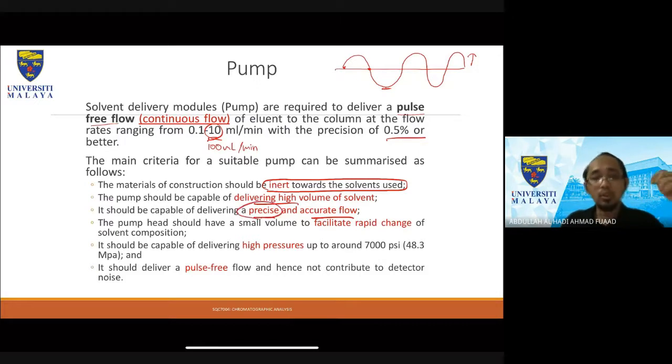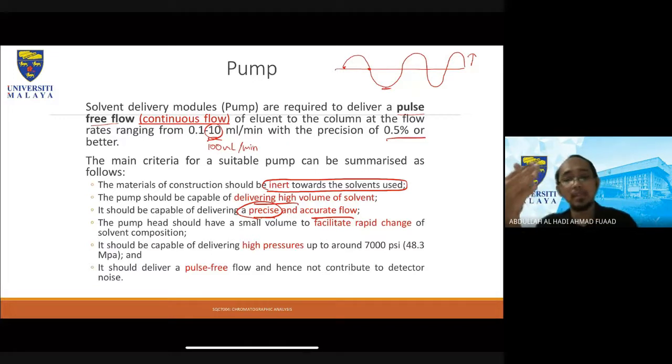Precise flow just refers to this: if you want 1 mL per minute, and you measure the flow of solvent coming out of the pump, then it will be 1 mL per minute. If you want 2 mL per minute, and you measure it, you get 2 mL per minute. And accurate flow, meaning that it is accurate. So, precise and accurate.